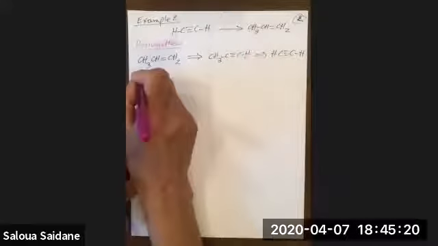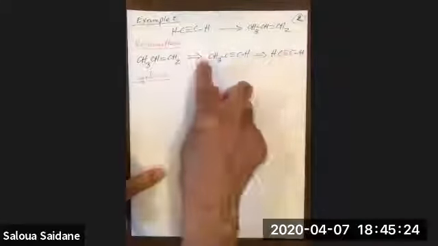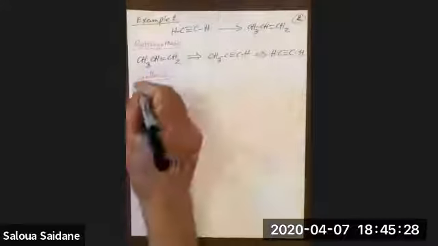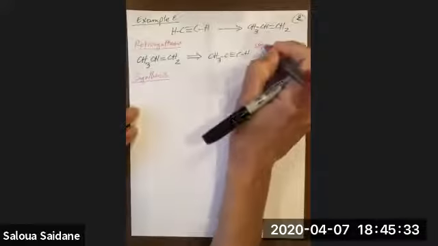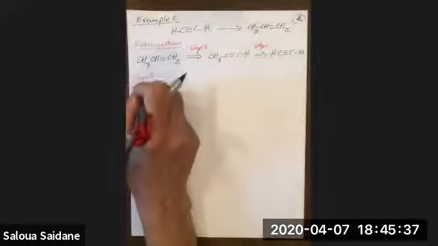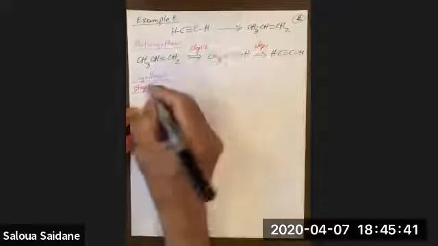So what is then my synthesis plan? The question is, how do I go from this to this, and how do I go from this to this? So let's start. This is my step 1, and this is step 2. In step 1, we went from acetylide to this. So how does it work?